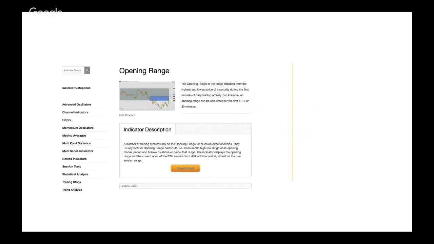So just to recap the main concept here, the opening range is used to measure the range at the start of the regular session. So for day traders, it can be the range of the first 15 minutes or the first 30 minutes. Many systems rely on this concept for clues on a directional bias. So they will then look for long trades if the market is moving above the open range high. And conversely, they will look for short setups if the market is trading below the open range low.